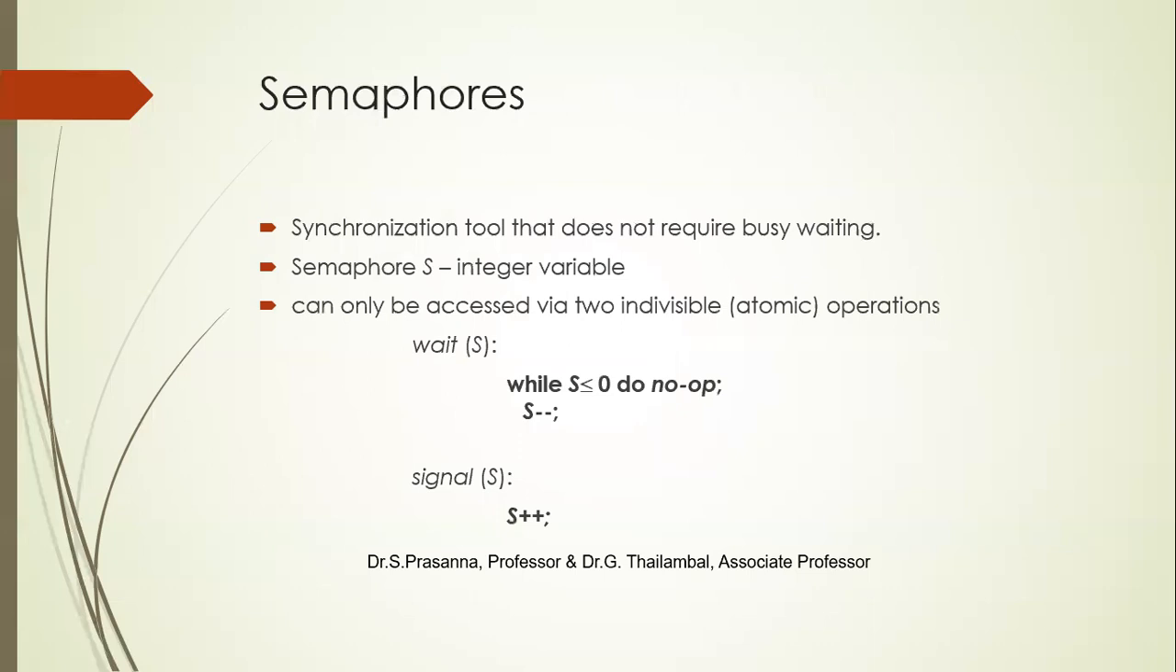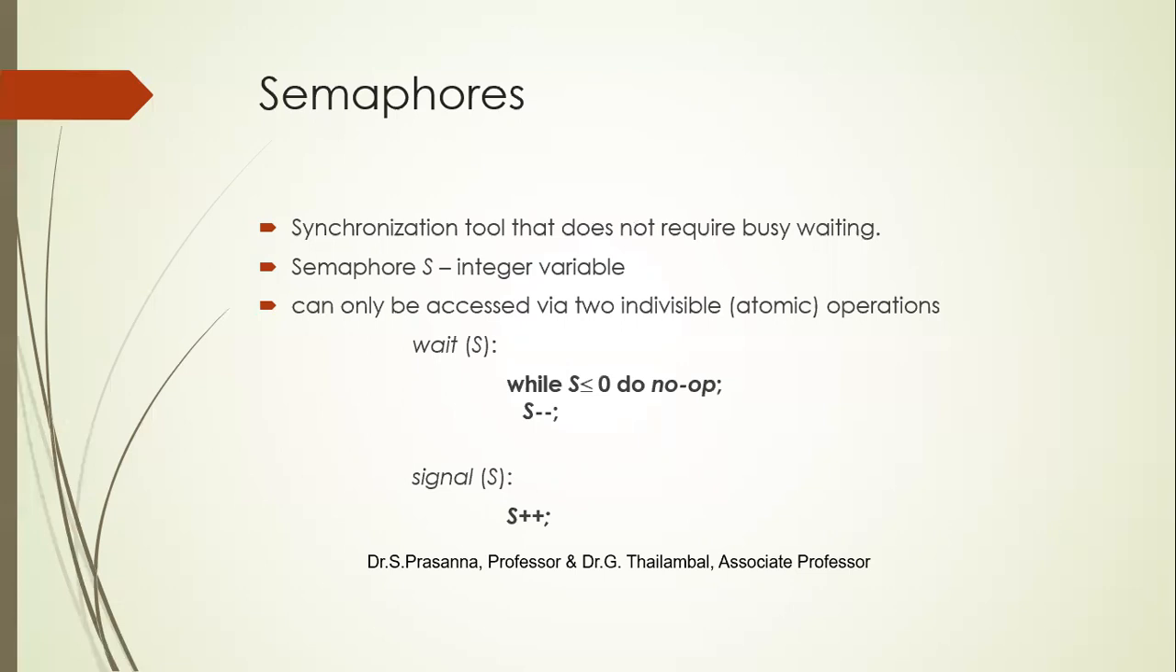Semaphores. For the critical section problem, a semaphore variable is used. Semaphore S is an integer variable which does the synchronization. It is accessible only through two atomic operations: one is wait, and the other is signal.